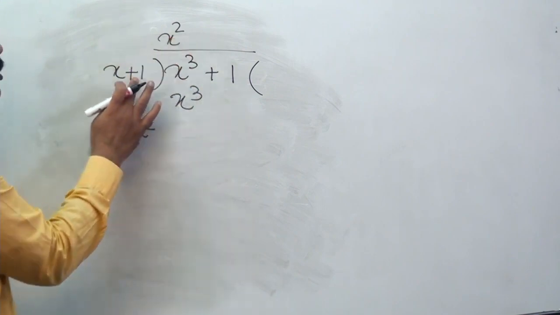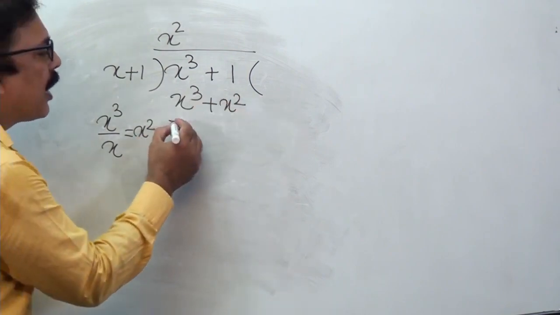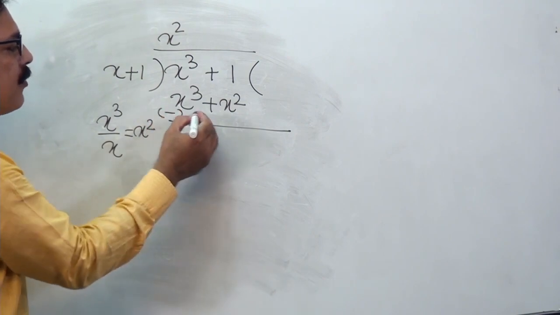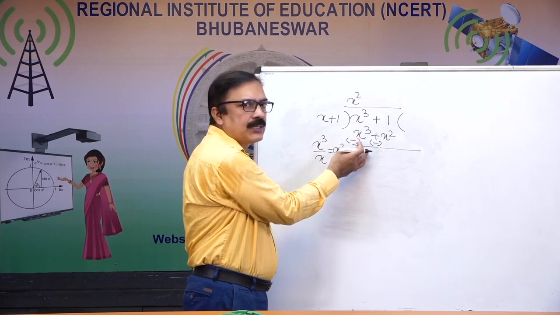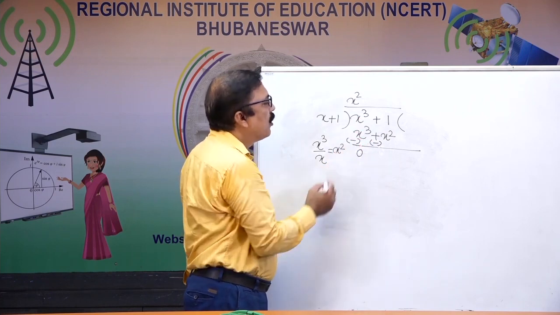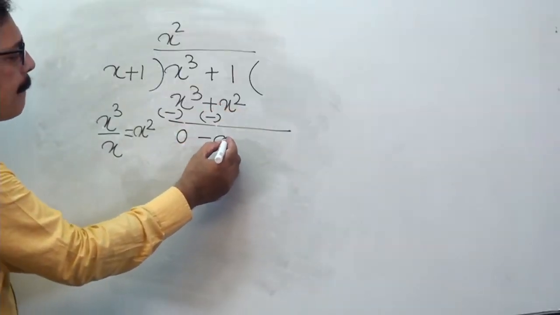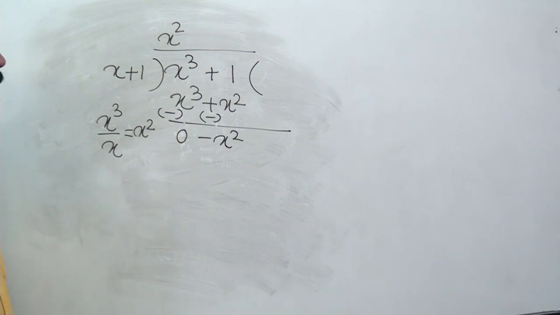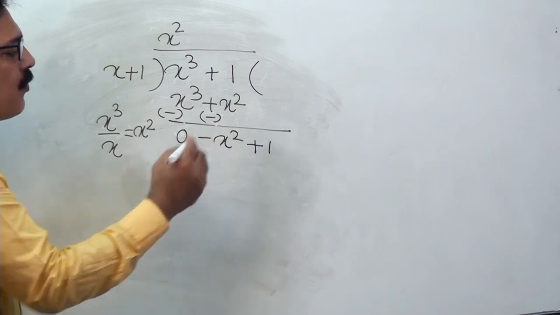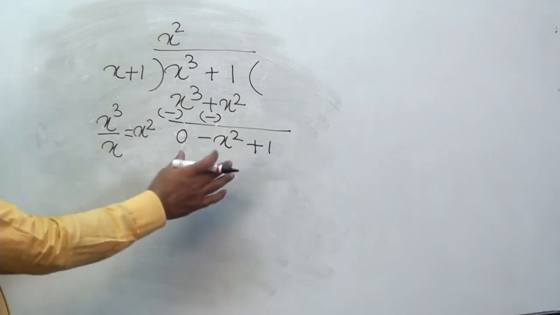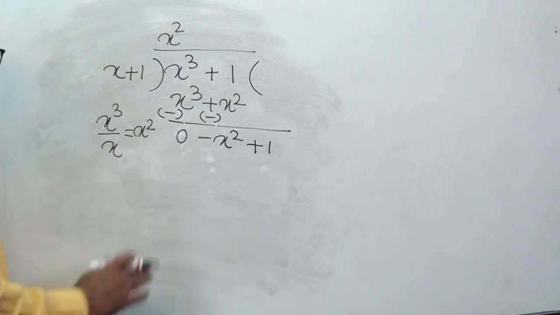Multiply this x square with 1, that gives plus x square. Now subtract it. To subtract, we have to change the sign. So x cube minus x cube gives 0, and here we have minus x square. And we have to write the rest part of the dividend, that is plus 1. Here the new dividend is minus x square plus 1.